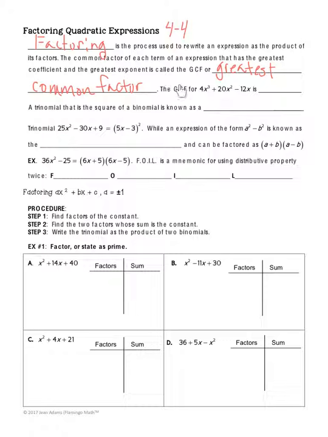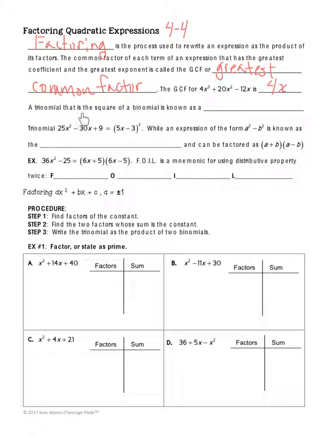The GCF for 4x cubed plus 20x squared minus 12x is, so if you look at the numbers 4, 20, and 12, the biggest number that they can all be divided by is 4. Then look at their variables. This has 3 x's, 2 x's, and 1 x. The most x's that you can take away from all three of them and take the same amount is just 1 x, because this one only has 1 to give. I can't take 2 x's from it because it only has 1. I can't take 3 x's because it only has 1. So I can divide each one of those by 4x, and that would be that greatest common factor.